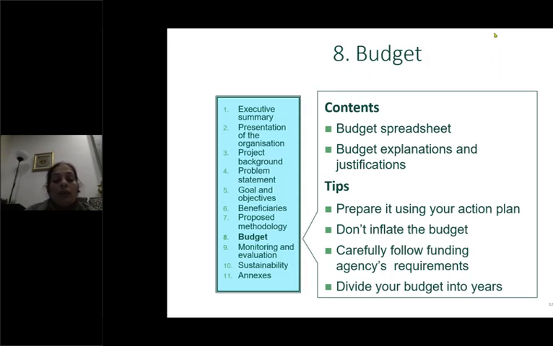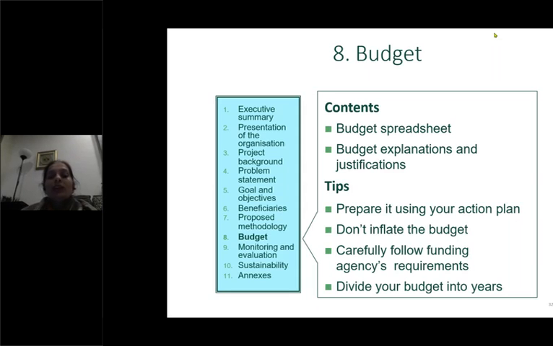Carefully follow the funding agency's requirement. Yes, because that is important. Some funding agencies fund your project, like if you go to Nano Mission and write a 2 crore project, depending upon whether the project is fundable or not, they will give you 2 crores. But if you apply to CSIR, they will not give you more than 15 lakhs. If you send a proposal worth rupees 1 crore and their funding limit is 15 lakhs, they will reject your proposal.